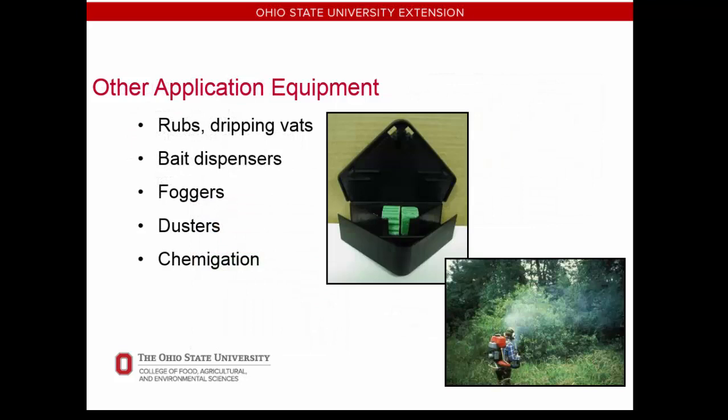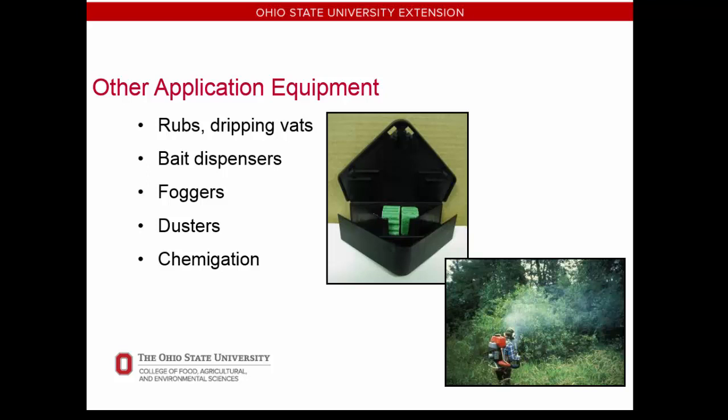With the wide variety of pesticides and the diversity of places where they are applied, there are many other unique types of application equipment. Rubs and dipping vats are used for livestock and pest control. Bait dispensers are used in and around buildings for cockroaches, rodents, flies, and the list goes on and on. Foggers are used for mosquito and biting fly control.